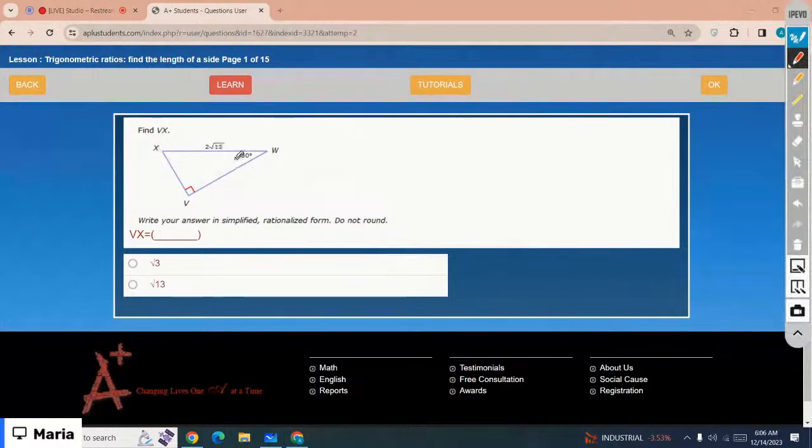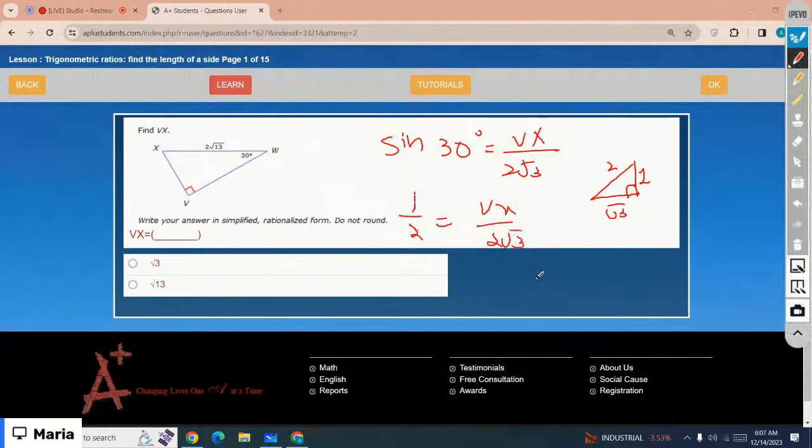If you calculate cos 30, that would be Vw. You need to calculate sine 30. So sine 30 in the special triangle, the 30, 60, and 90 triangle, looks like this: this is 1, this is 2, and this is square root 3. So sine 30 equals Vx divided by 2 square root 3, and from the special triangle it is 1 over 2. So Vx over 2 square root 3. Just cross multiply, Vx equals 2 square root 3 over 2. 2 and 2 cancel out, so Vx equals square root 3.